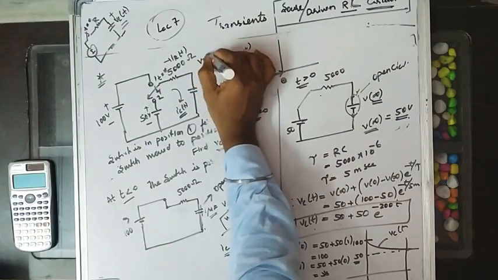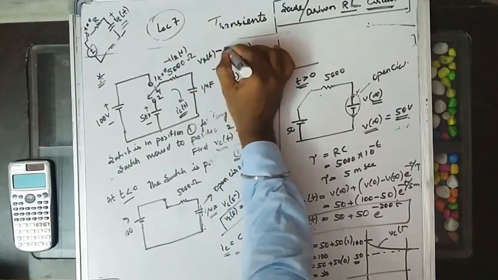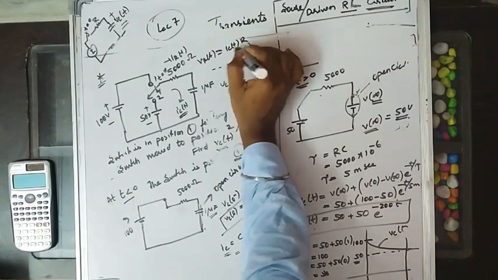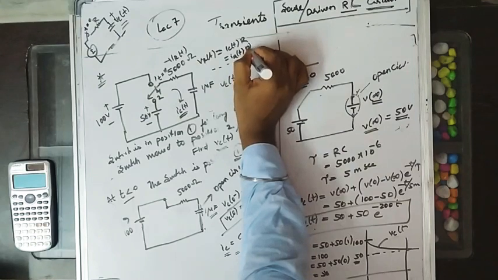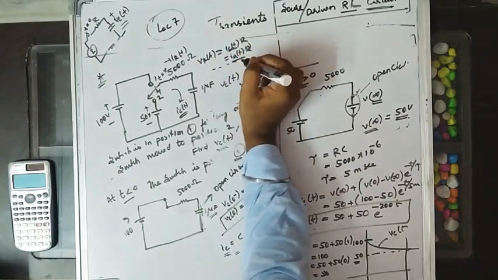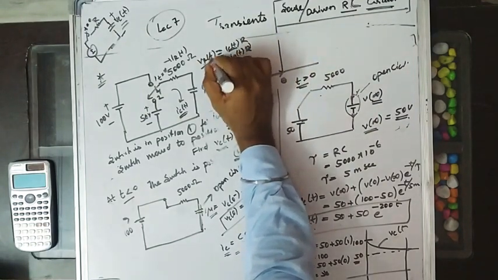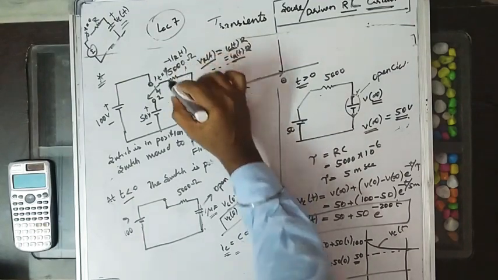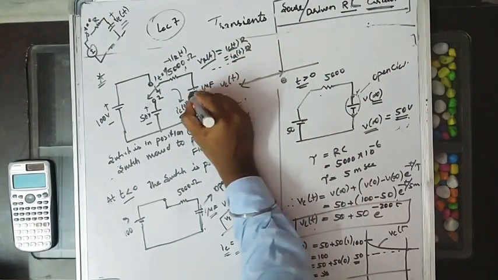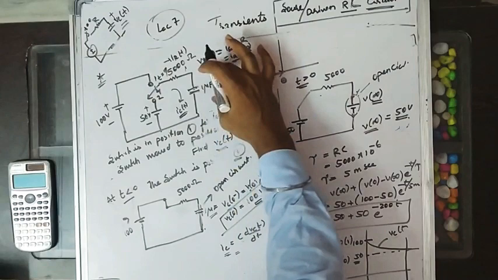VR of t means IC of t into R, or IR of t into R. So IC of t and IR of t are both equal. For this circuit, you always work based on the voltage across the capacitor value only.